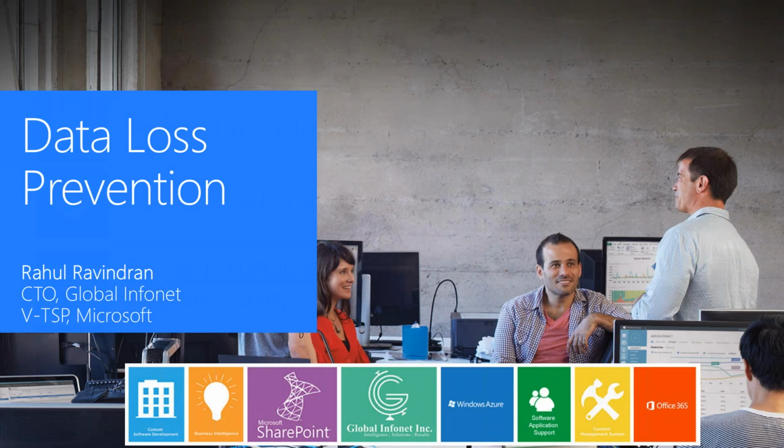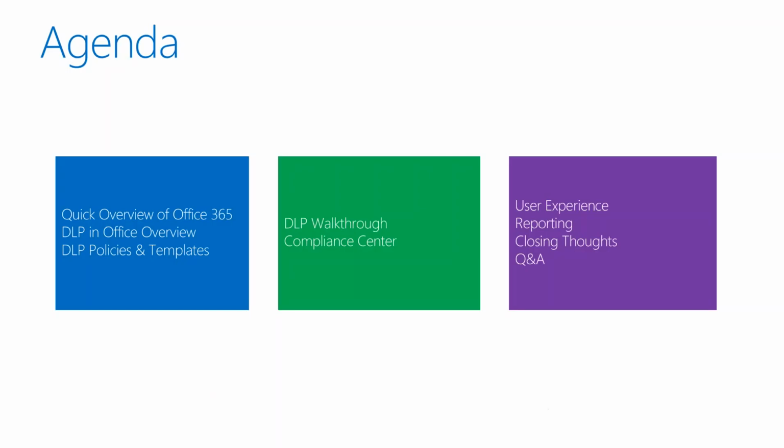So we'll do a quick overview of Office 365. We'll also do an overview of DLP in Office as well as the architecture at a high level. We'll then switch gears real quick and look at some of the DLP policies and templates that are available, and then we'll do a quick walkthrough, as well as take a tour around the new Compliance Center. So wrapping up, we'll share some screenshots and other information around user experience, some reporting capabilities baked into the product, as well as some closing thoughts on some scenarios potentially that might be relevant in your organization, and reserve about 5 to 10 minutes towards the end of the deck for some question and answers.